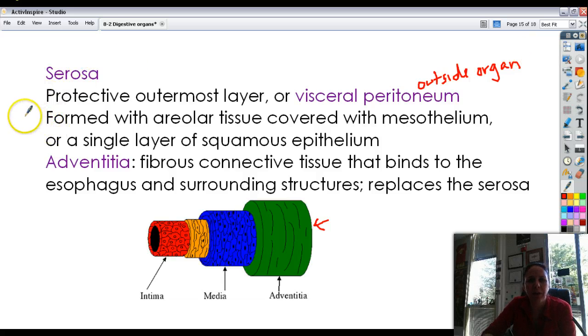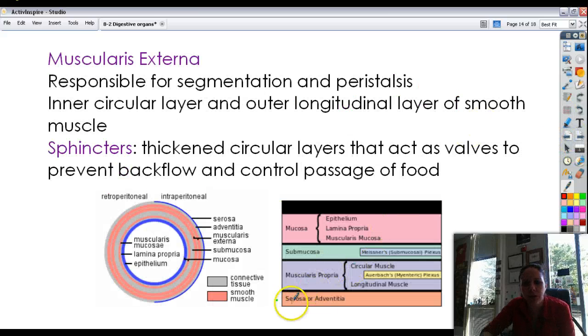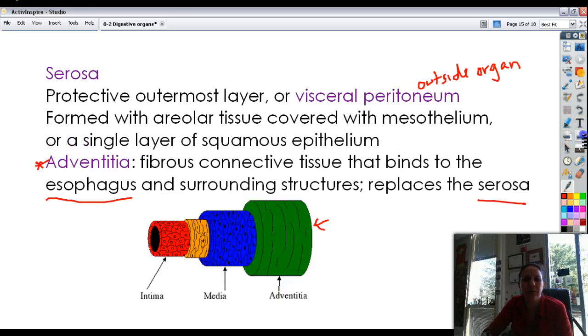It's formed with areolar tissue connected with mesothelium, sometimes a single layer of simple squamous epithelium. The adventitia is another name for it, but it's a fibrous connective tissue that binds to the esophagus and surrounding structures. The adventitia is pretty much just in the esophagus, and everything else has this outer serosa layer. So if we go back to our picture here, serosa or adventitia, depending on if you're an esophagus or not.